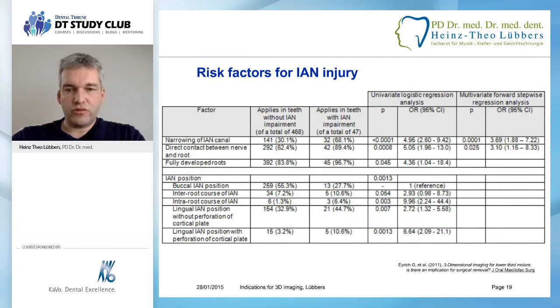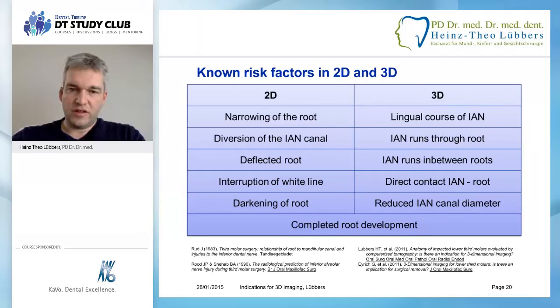If you compare 2D to 3D, you can see that there are 2D factors like narrowing of the root, diversion of the IAN canal. You all know them. And in 3D, there are not independent factors in this case: lingual, through the root, in between the root, direct contact between nerve and root, and the reduced canal diameter, we heard that before.